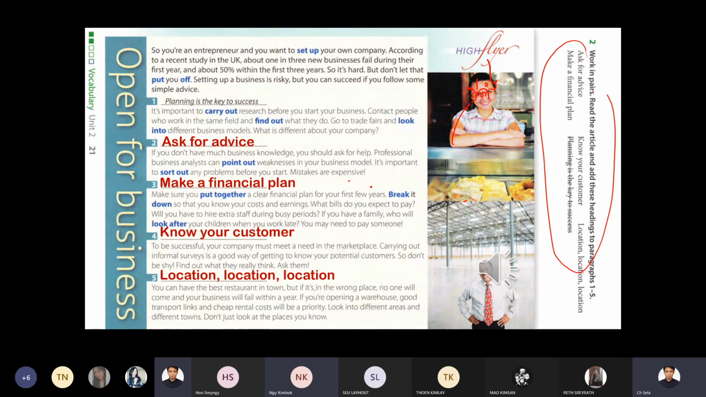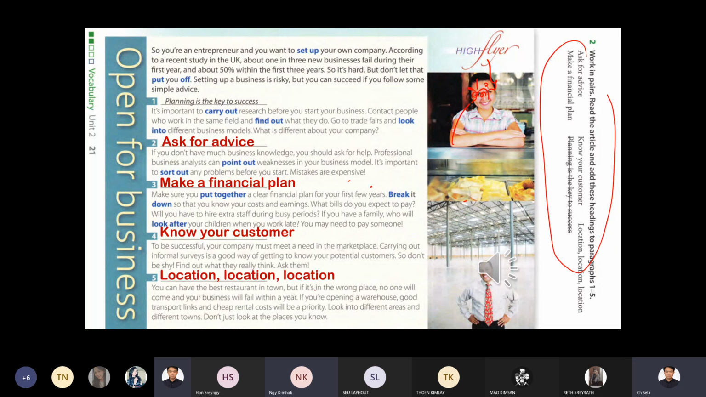Number 4. Know your customer. To be successful, your company must meet a need in the marketplace. Carrying out informal surveys is a good way of getting to know your potential customers. So don't be shy, find out what they really think, ask them. Location, location, location. You can have the best restaurant in town, but if it's in the wrong place, no one will come and your business will fail within a year.